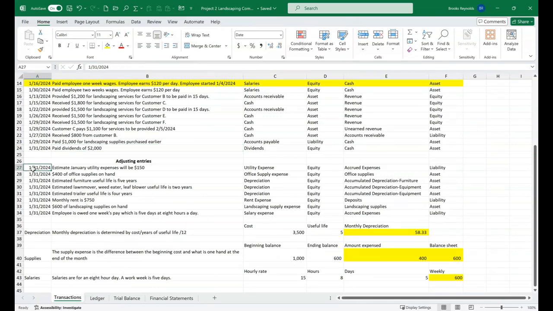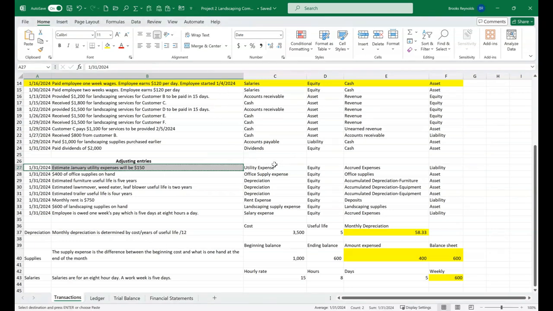All right, so the first one is going to be an accrual because we have a utility expense. We haven't been billed for that expense, but we're estimating that we owe utilities of $150. And we'll eventually get the bill and then we'll pay it. So we're estimating for the month of January that we have expense of $150. So that's going to be an expense, utility expense. That's going to affect retained earnings. So it's going to be in the equity section.